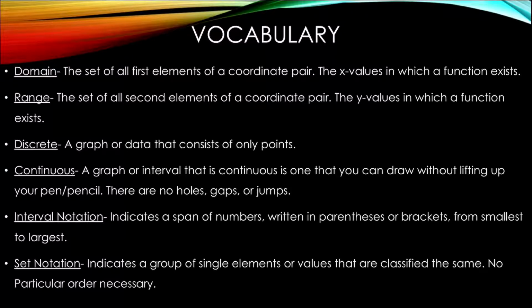Alright, so the domain is the set of all first elements of a coordinate pair, the x values in which a function exists. And this word right here is the key word we're going to be talking about today. Where does it exist? Do I really have something there? The range is the set of all second elements of a coordinate pair, the y values in which a function exists. Once again, we're going to talk about that exist element.